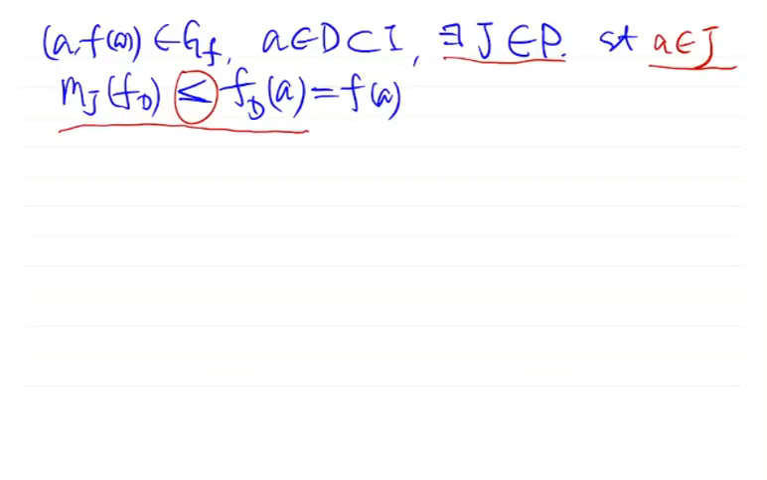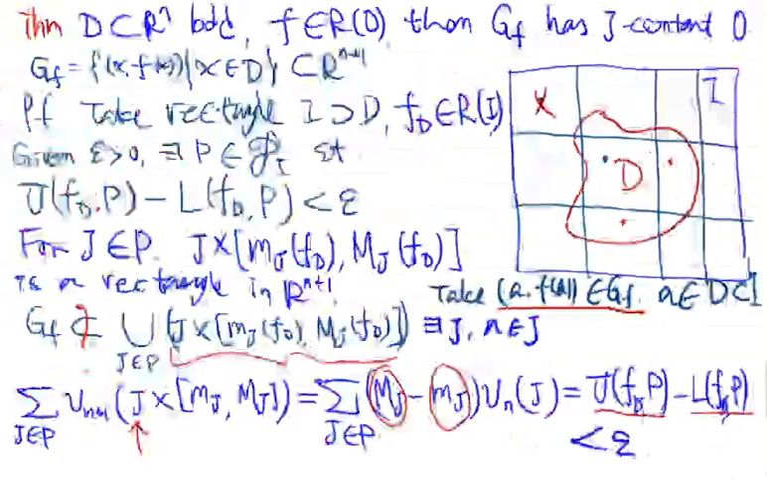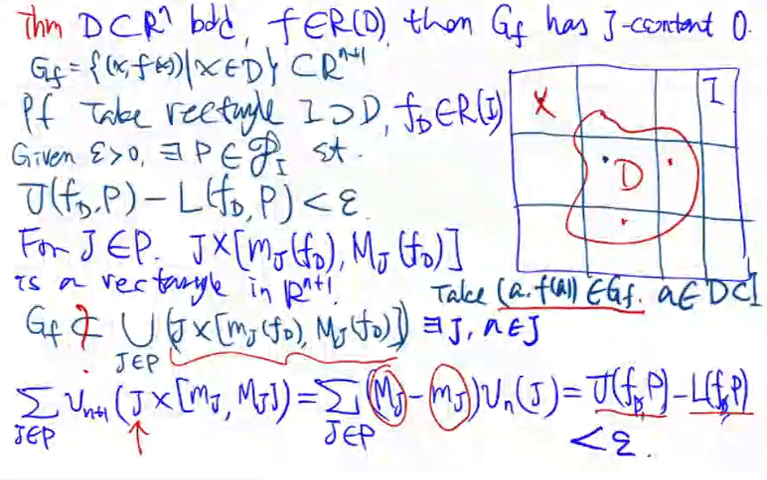But because a is in D, f_D(a) is precisely f(a). And this will not be greater than capital M_J^D. So this implies that f(a) belongs to the interval between small m_J and capital M_J. So this proves that this inclusion is true. Okay, the inclusion we want is verified. So this theorem is completely proved.